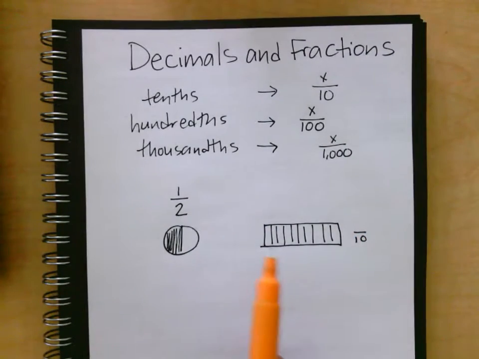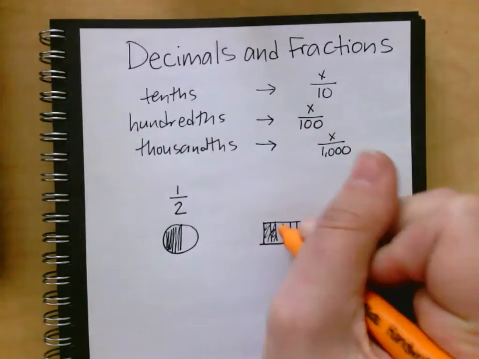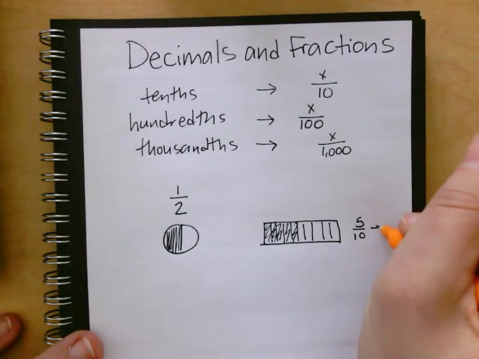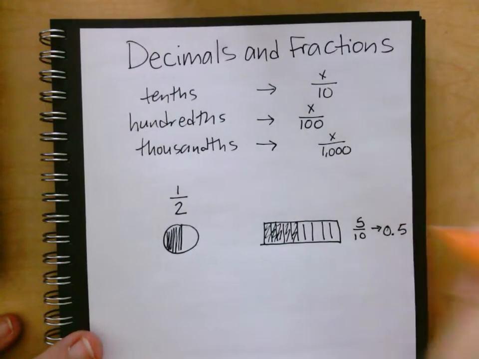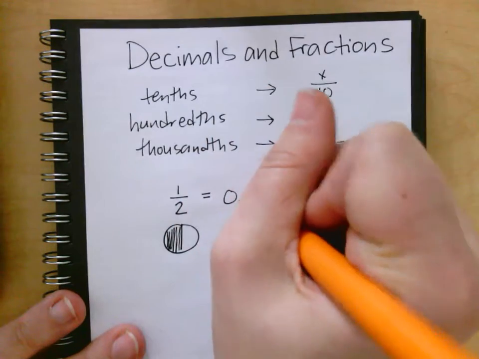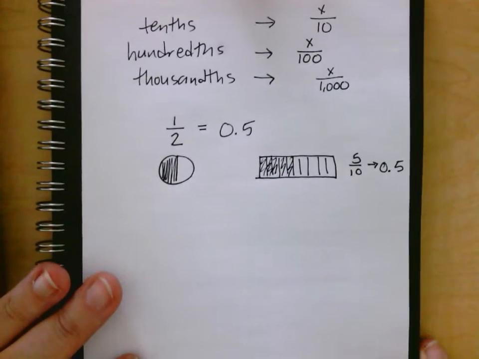So if I'm looking out of 10, I need to think, what would half be of 10? And we know that would be 1, 2, 3, 4, 5. So we could say 5/10, or as a decimal, 0 and 5/10. So we would have 1/2 is equal to 5/10. So as a decimal, that is an equality that we need to know.